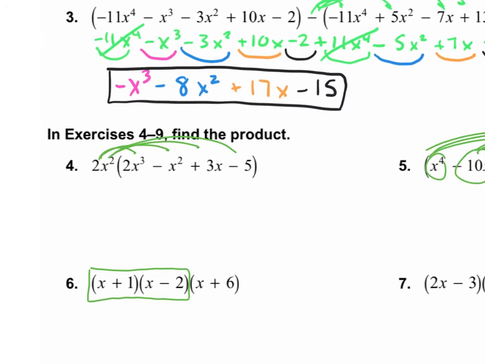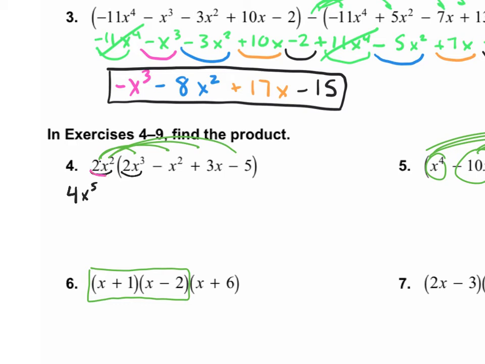All right. So next we're multiplying. When multiplying, we have to make sure everything in our first set gets multiplied to everything in our second set. So here we just have one thing in our first set, so we're just distributing that to all the terms in our second set. So we have 2x squared times 2x cubed. What would we get here? 4x to the 5th power.